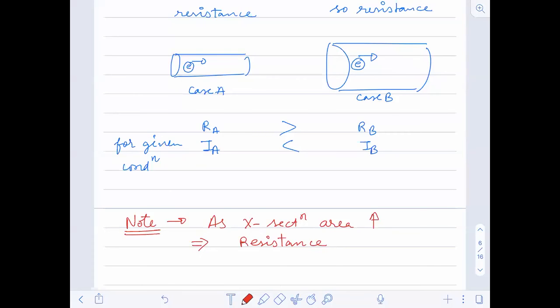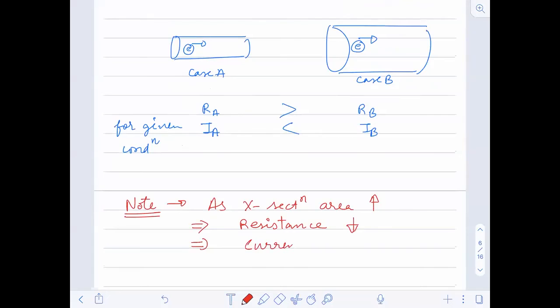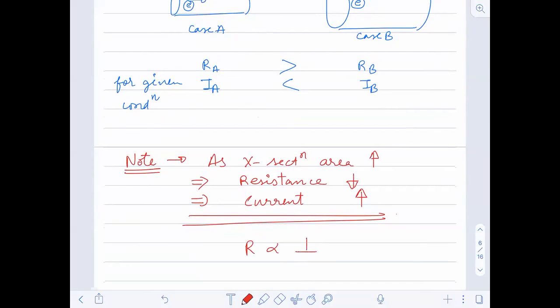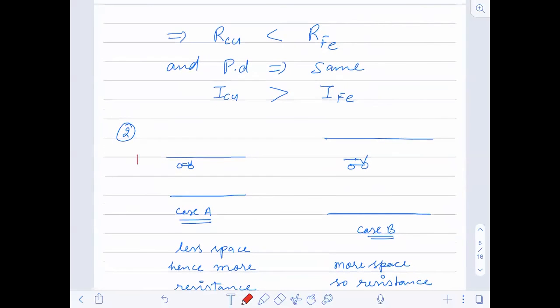What happens to current? Resistance decreases, current increases. So will you remember this? From here I can say resistance is inversely proportional to area. Okay, good. So this was the first thing that you had to understand in this second physical condition.